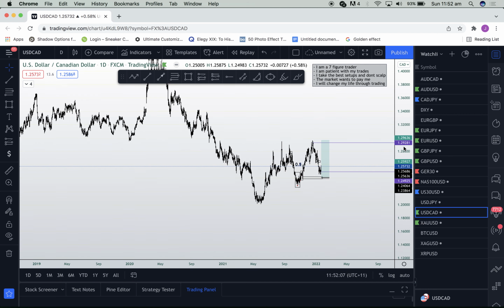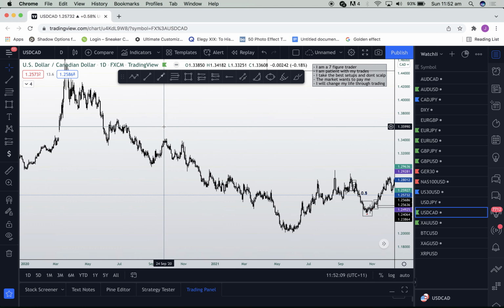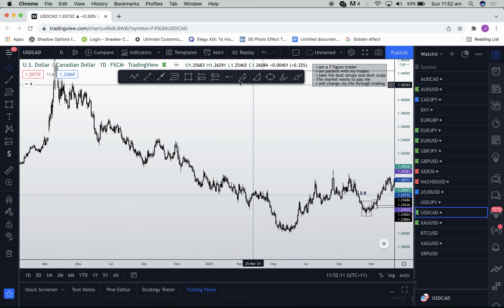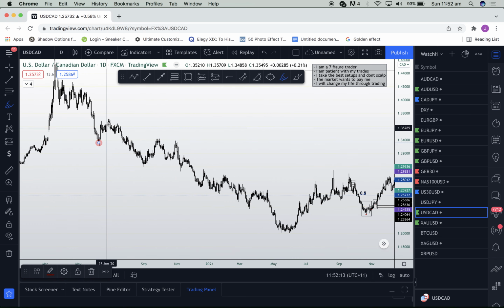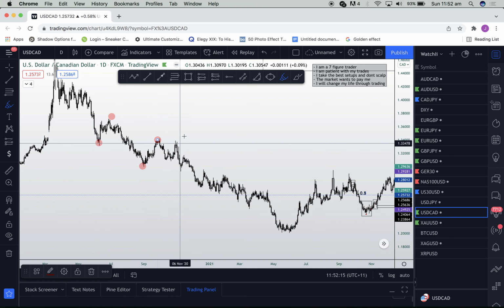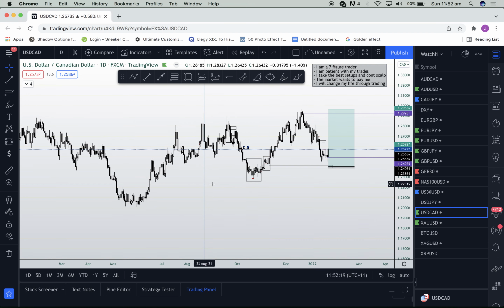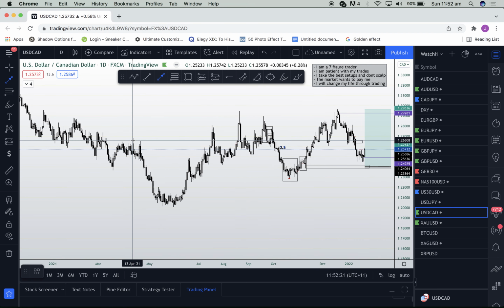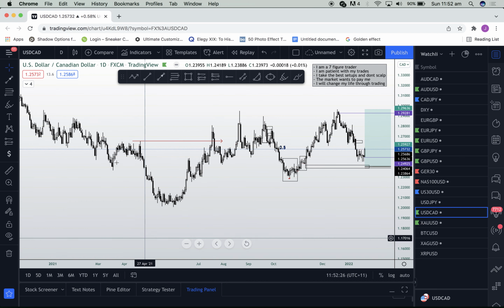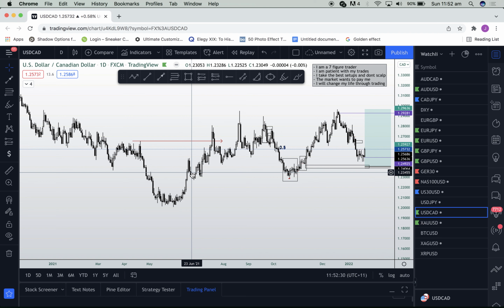So you could see from a top-down perspective, we were taking shorts in here because we were making lower low, lower high, lower low, lower high, right? Now, once we had broken this area here, we had that shift to the upside. So we were looking to start taking long positions as long as they kept giving us entries.